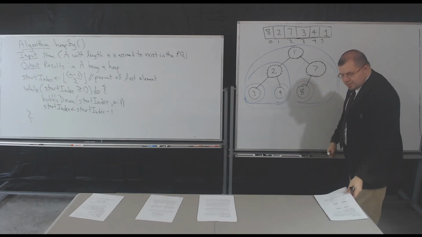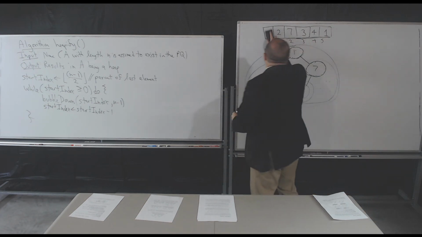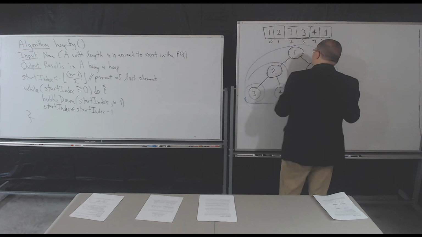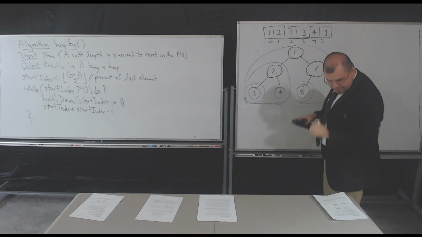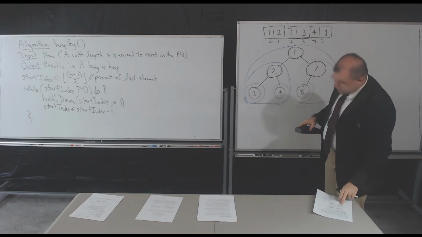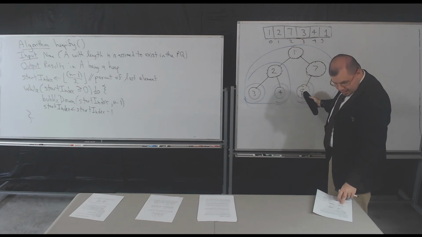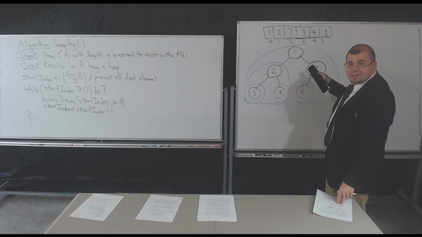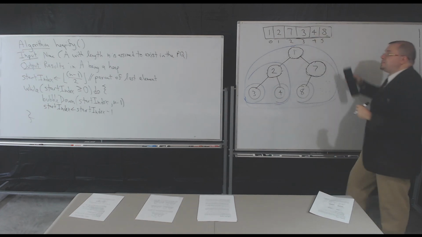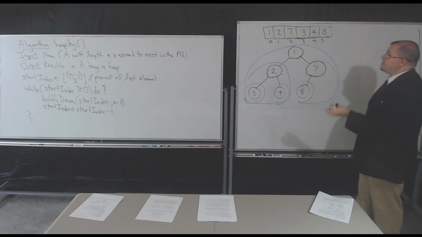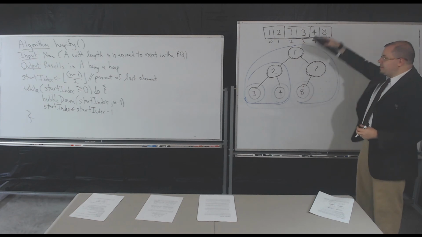So in corresponding positions, what should the array look like? It has 1 here. Its left child is 2. Right child is 7, right? Okay, then we have 3, 4, and what should this last one be? 8. And there we go. That's what Heapify will do. It will take your array and it will convert it into a heap, bottom-up like this.